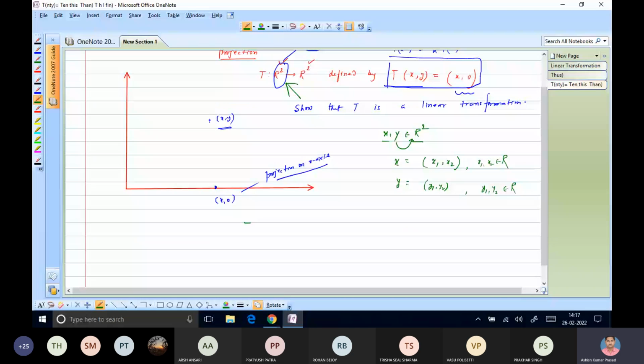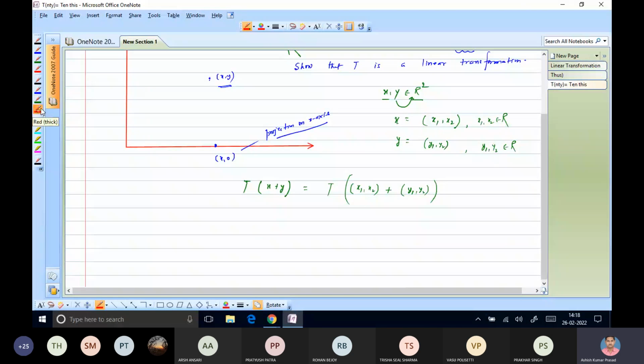Now, if you calculate T image of x plus y, then T image of x is what? x is x1, x2, plus y is what? y is y1, y2, right? And if you add two members of R square, component-wise addition will be done, so the first component is added to the first component and the second component is added to the second component. So what will I get? I will get T of x1 plus y1 and here x2 plus y2.